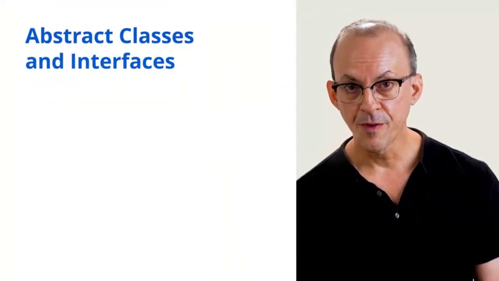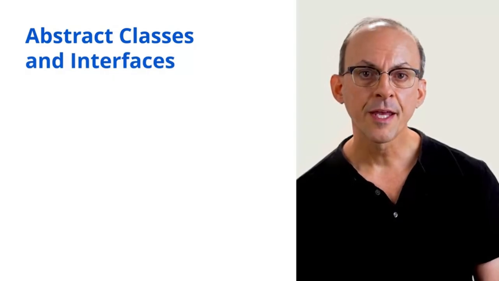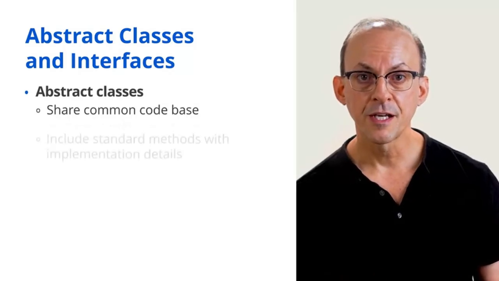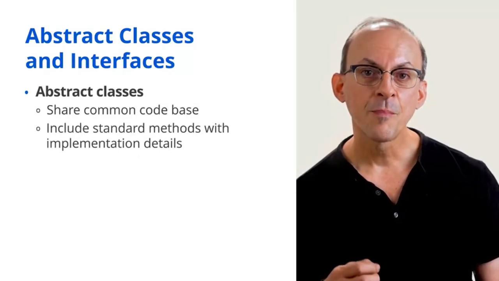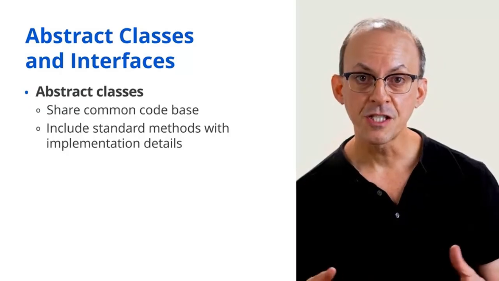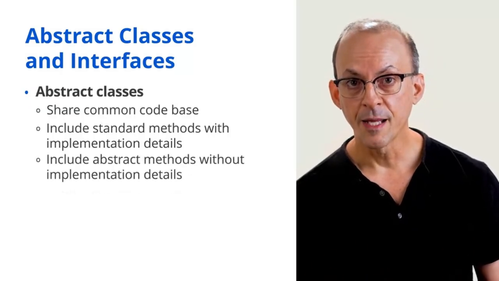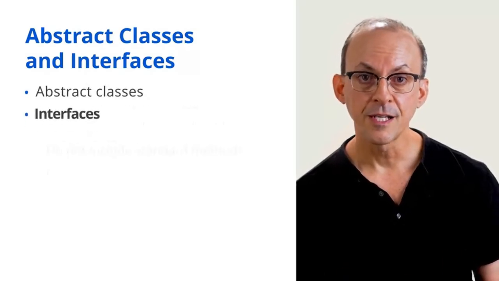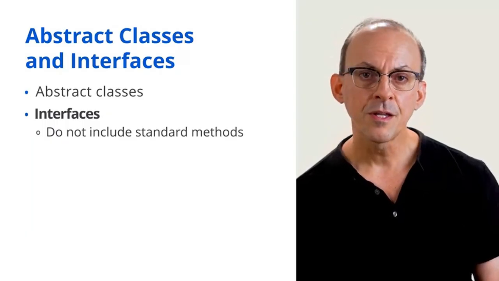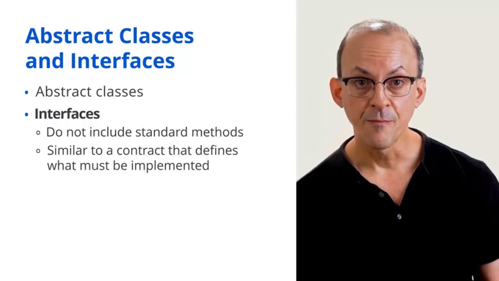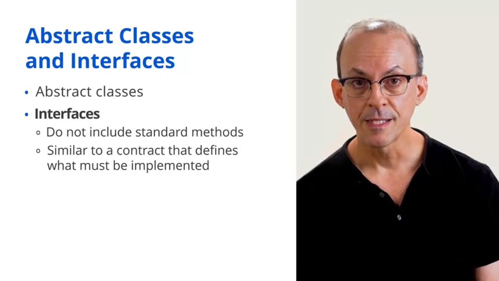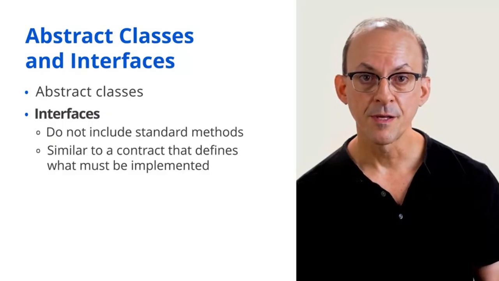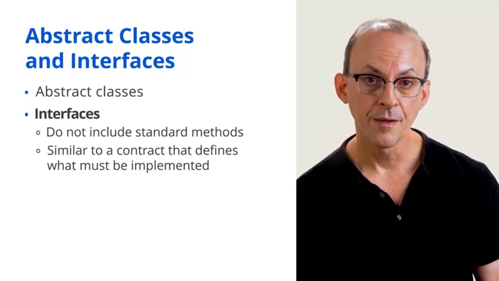Let's examine more closely how developers use abstraction to create objects. Developers can apply the principle of abstraction in two primary ways. They can use an abstract class when they want to share a common code base with concrete methods, which are methods that include the implementation code. But they also can include abstract methods that just define the interface, but don't provide any implementation details. Developers can also create interfaces that do not include concrete methods. You can think of an interface like a contract that defines a set of methods that an inherited class must implement. Interfaces typically only include what methods an inherited class must implement, but not the implementation code.